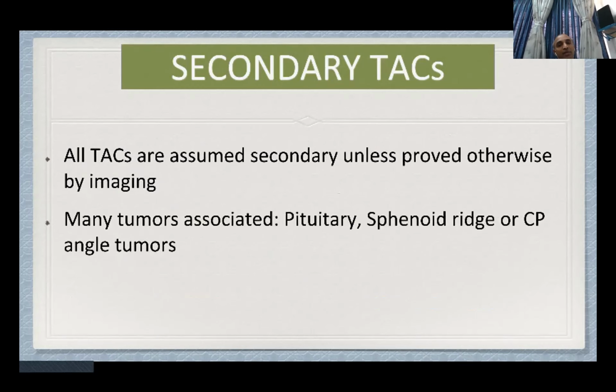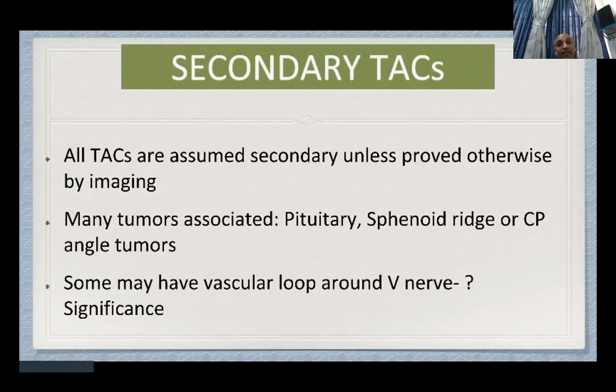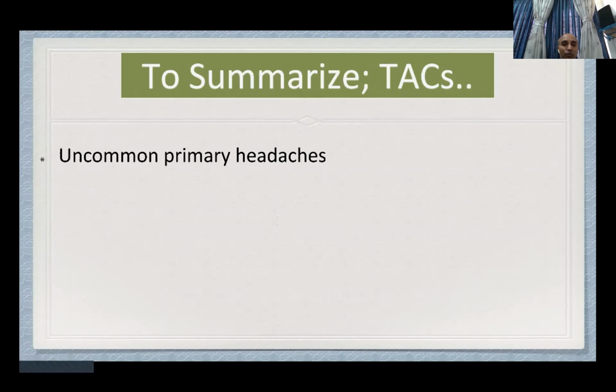And there are many tumors which have been associated with secondary trigeminal autonomic cephalgias: the pituitary tumors, sphenoid ridge, or the CP angle tumors. And some of these patients may actually have a vascular loop, which tends to bring the same hypothesis of neurovascular conflict, like you see in patients with trigeminal neuralgia. Some patients have been operated on this. There have been varied reports, some with benefit, some with no benefit. So we don't know the exact role of these loops.